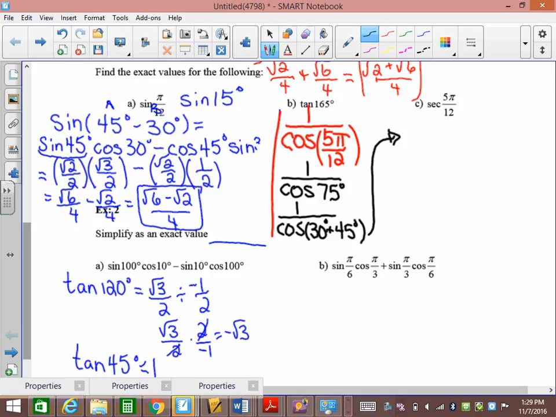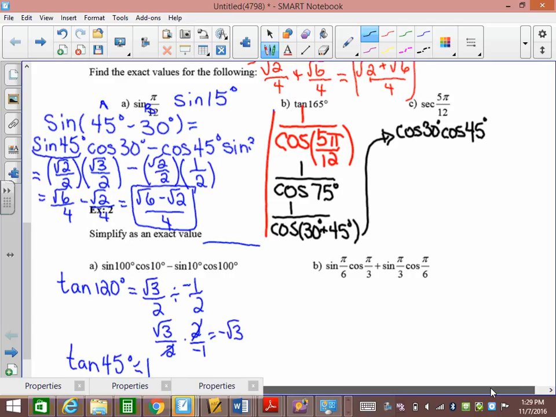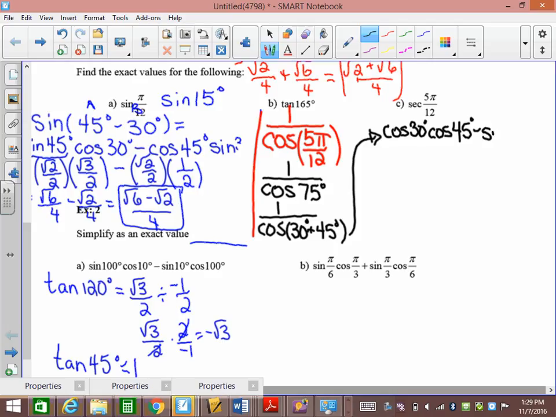Please do not be that person who distributes in cos 30 plus cos 45. That is the common error that they will have the answer to every single time. Cos 30 plus 45 is cos 30 cos 45 minus sine 30 sine 45. Just fill it into the plus formula: cos A cos B minus sine A sine B. So cos 30 cos 45 minus sine 30 sine 45.